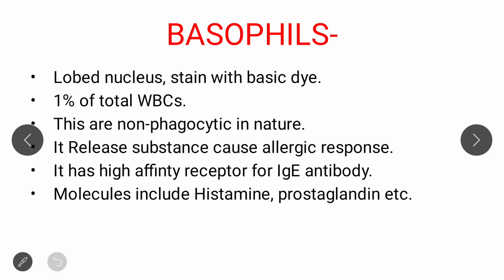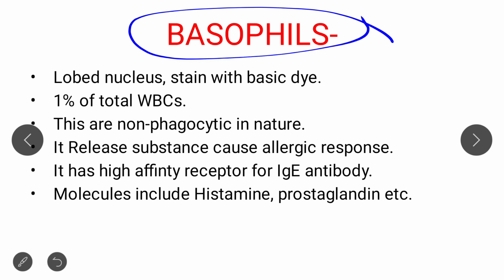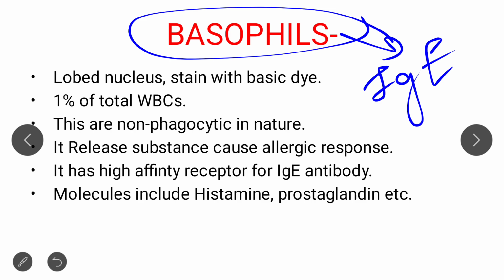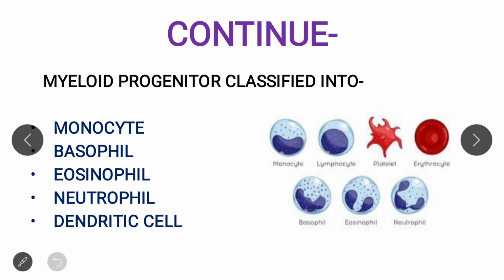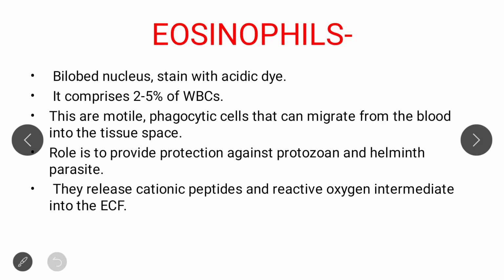Now the next slide is of basophil. Basophil, as the name suggests, is related to the IgE antibody. The first point is the IgE antibody. Please remember this important point. Now, first of all, it has a lobed nucleus. As you can see in this figure, this is a basophil, with lobes present in the nucleus.